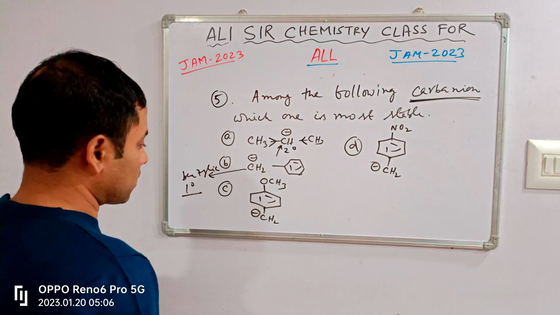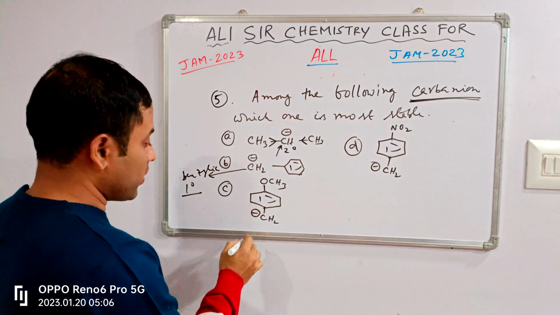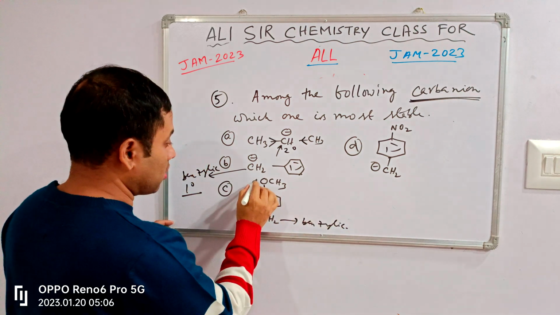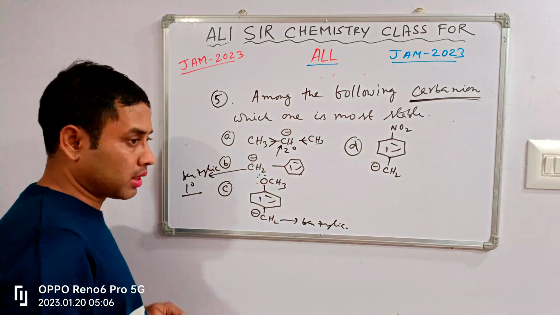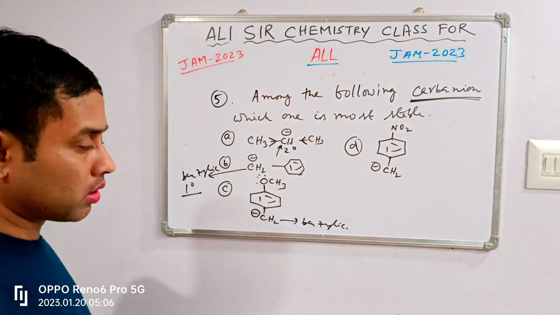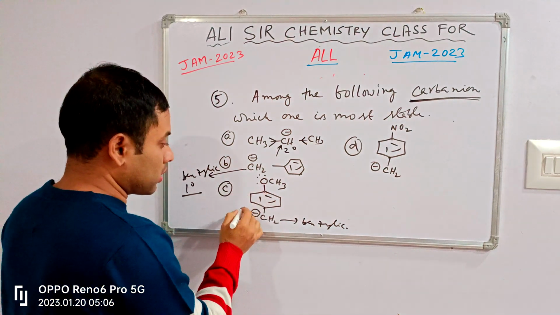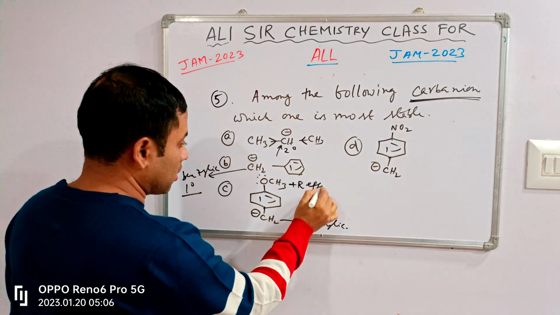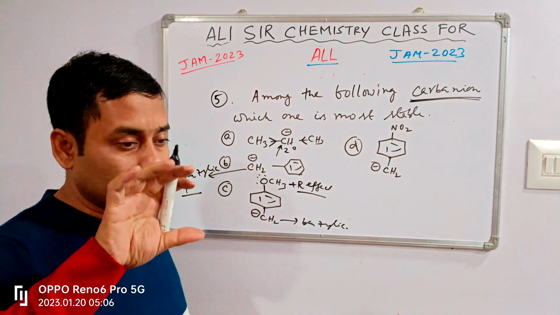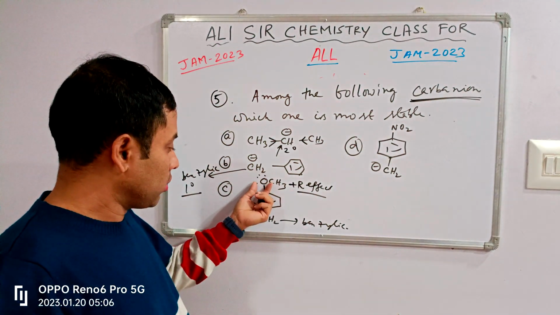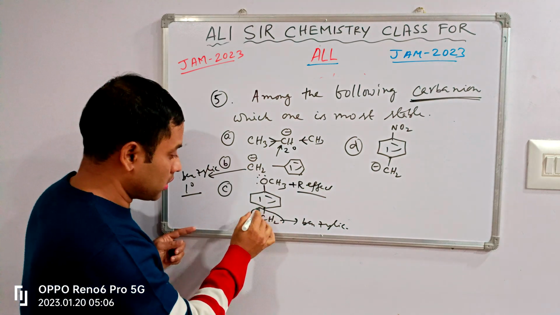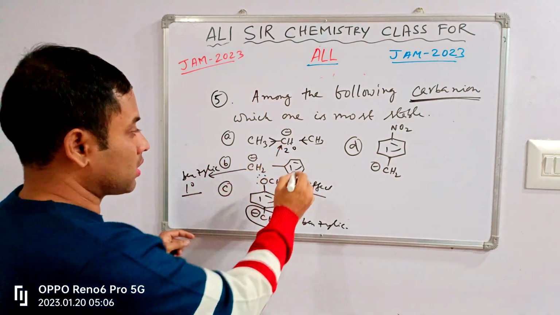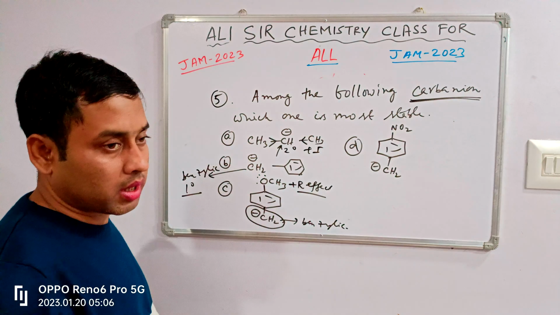Now move to the problem numbers. Move to option C. In option C, this is also benzylic, but here a special character is present: the OCH3 group. We have already told you that the oxygen in the OCH3 group has a lone pair, so it will show a plus R effect. The plus R effect means it pushes the electron, so it will increase the electron density in CH2 minus. That means plus R effect, just like plus I effect, also destabilizes the carbanion.